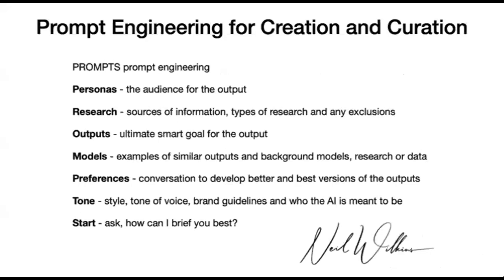So the first P is for personas, the audience for the output. Being super clear who your audience is for this piece of content is critical for the AI to understand who they're writing for. The R is for research, the sources of information, the kind of quality of information you'd like the AI to draw from.